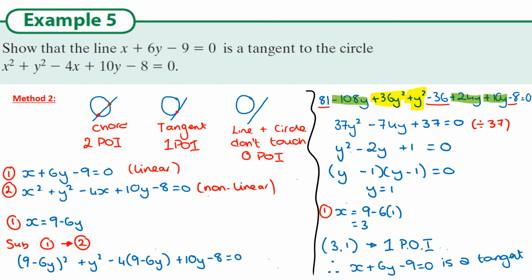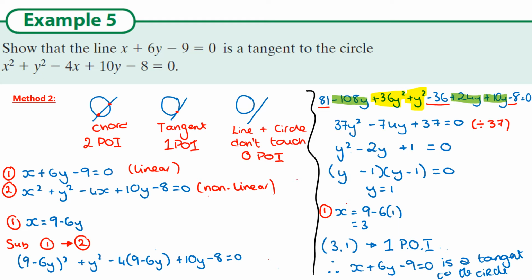Now, just in relation to this method, if you're working this way, be aware that we've had quite a nice question because that x had a coefficient of 1 in the linear. If that didn't have a coefficient of 1, we would have ended up with a fraction. Fractions tend to go wrong for students because there's so much to do. They try to get rid of them too early.